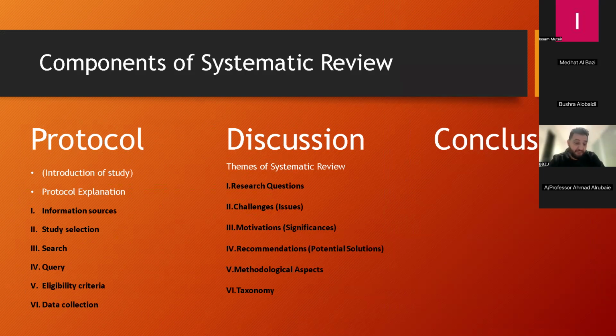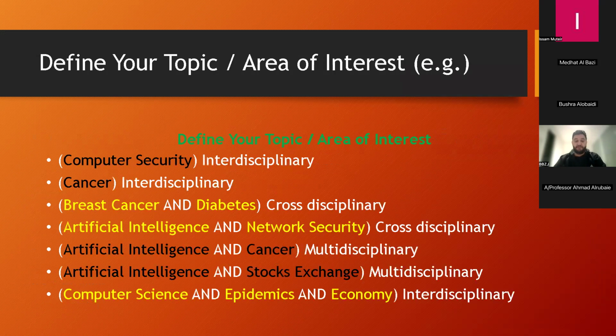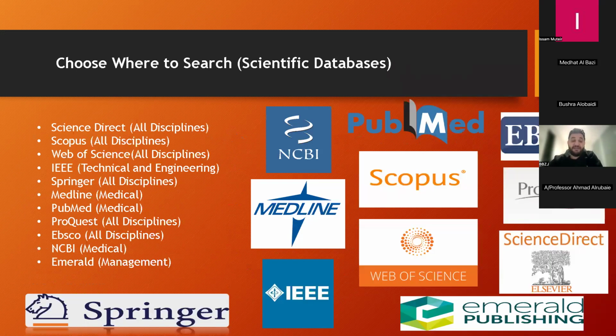And in the introduction, in the protocol, we have the information sources, the study selection, search strategy, the query, the eligibility criteria for inclusion and exclusion, and then the data collection. Information sources, here we have like plenty of databases. All of them carry scientific articles from scientific journals. So the question is, are we going to search them all?